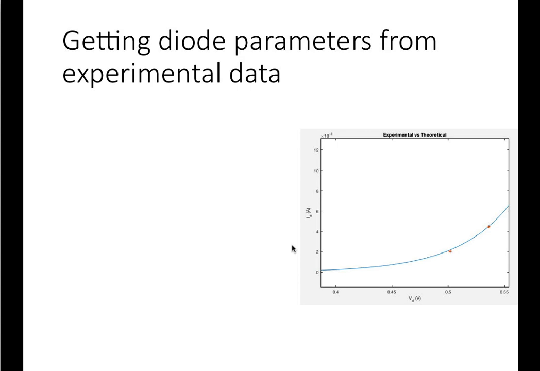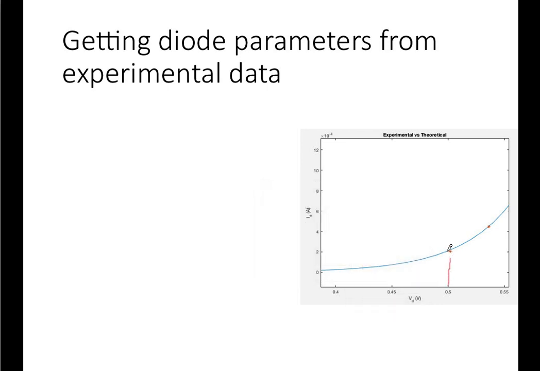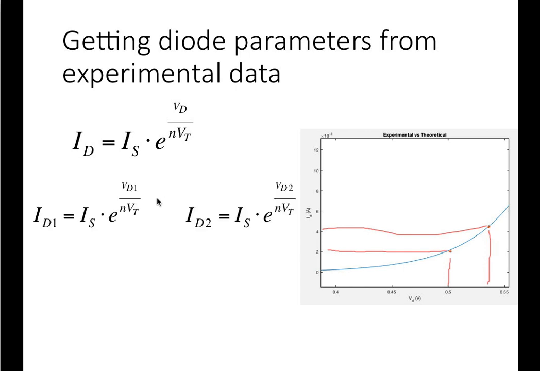Once you've done that, what do you do with it? Well, we could maybe represent it like this. Here's one of my data points that I took, and here's the other data point that I took. I have VD and ID for those. So what do we know? We know that this theoretical curve here follows this equation. And we know that if these points are on the line, this is true for point 1 and this is true for point 2.